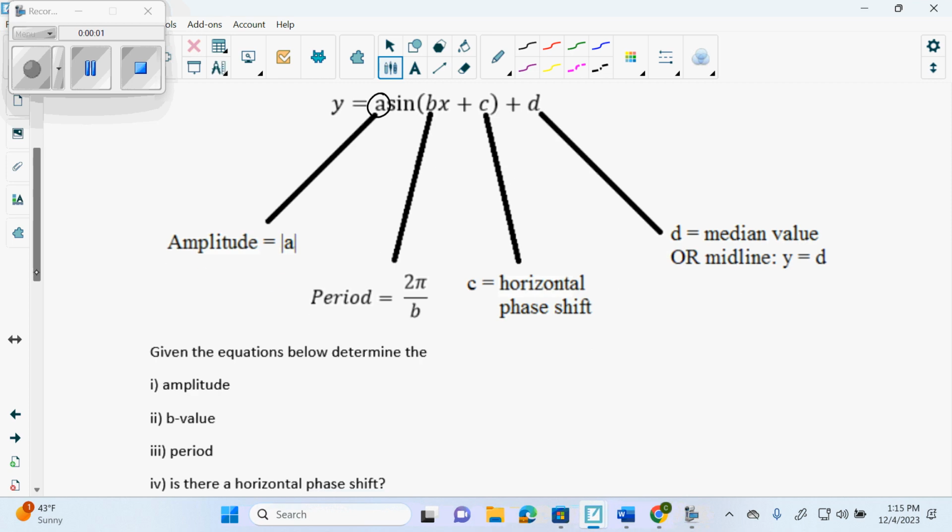So, we talked about this on Friday. The absolute value of that A value of your equation is your amplitude, correct? So if I had a graph and they asked me for the A value of my equation, it would be the absolute value. It would be my amplitude, right? So my A could actually be plus or minus the amplitude.